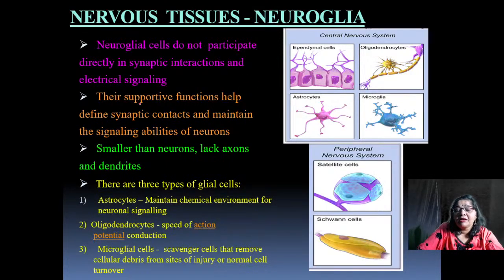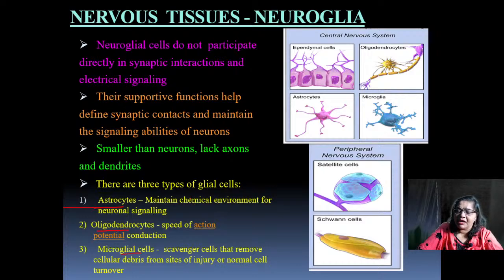They help in giving support. Their supportive function actually helps define synaptic contacts and maintain the signaling abilities of these neurons. These neuroglial cells are smaller than neurons and they lack axons and dendrites. But there are three different types of glial cells basically, okay. I'm talking about three basic types of glial cells, which are astrocytes, the oligodendrocytes, and the microglial cells.